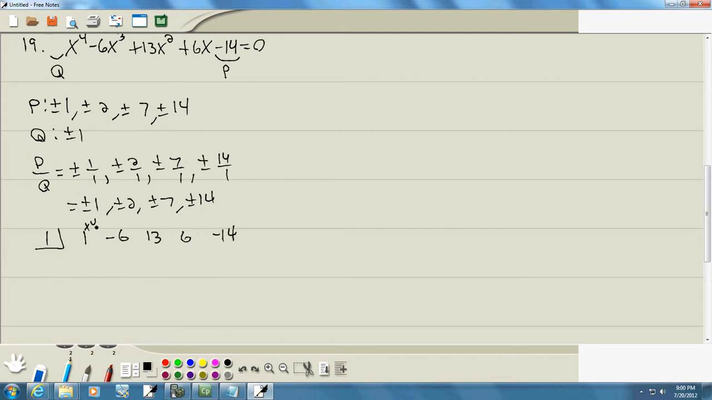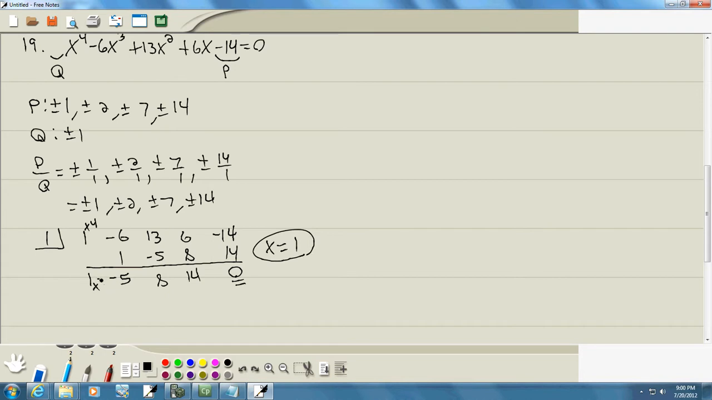And this started out as x to the fourth, so let's plug in 1. First we add, 1 plus nothing is 1. Multiply, you always multiply by the number up in the box, by the number you put down here. 1 times 1 is 1. Add, negative 6 and 1 is negative 5. Multiply, 1 times negative 5 is negative 5. Add, 13 minus 5 gives me 8. Multiply, 1 times 8 is 8. Add, 6 plus 8 is 14. And multiply, 1 times 14 is 14. And add, negative 14 plus 14 gives us 0. That 0 means we found one of our answers. So x equals 1 is our first answer.